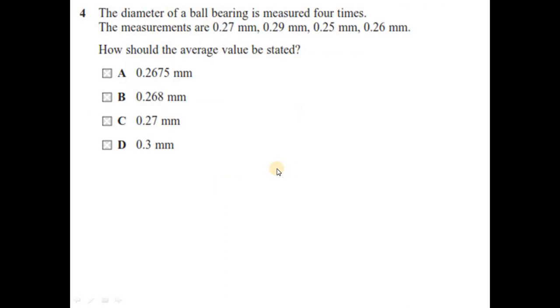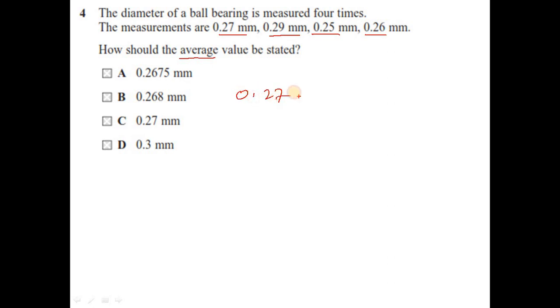Question 4. The diameter of the ball bearing is measured 4 times. The measurements are 0.27 millimeter, 0.29 millimeter, 0.25 millimeter, and 0.26 millimeter. How should the average value be stated? It's all about taking the mean, the average. We have a data set with 4 values and all values are close, so we don't need to look for an anomalous reading. There is no anomalous reading, so we find the mean of all the 4 values.